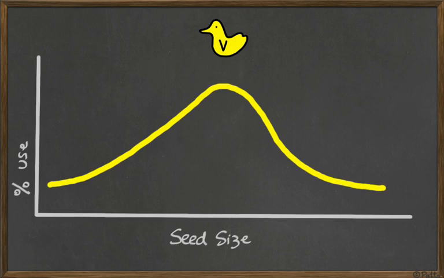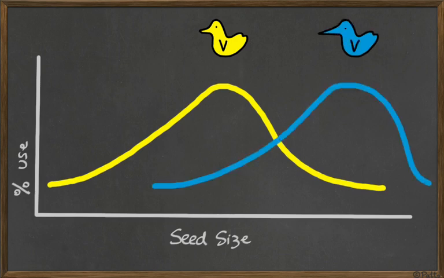Now, what happens if I put another bird species? Now, this one has a more powerful beak capable of breaking larger seeds. So with these 3 species, now the blue one really likes the large ones. They get the large ones very easily, while the yellow one struggles to get the large ones.